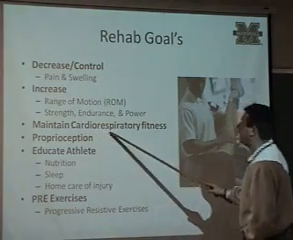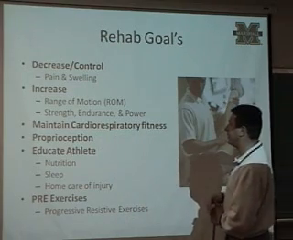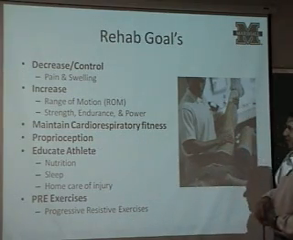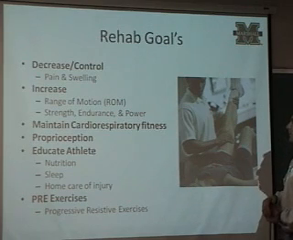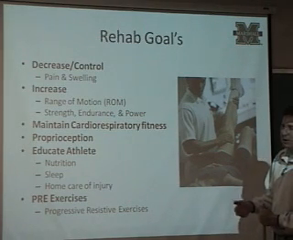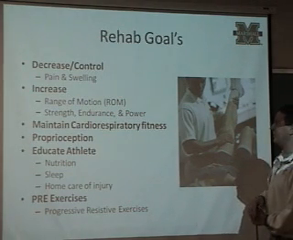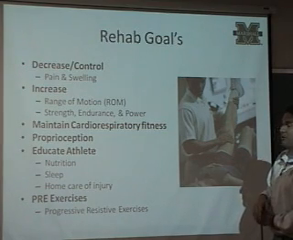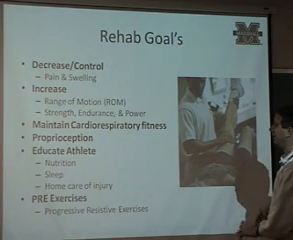We want to maintain cardiorespiratory fitness. We used to refer to this as cardiovascular fitness. Now we call it cardiorespiratory fitness. We want to keep them in shape. So we've got to come up with something to keep them in shape, or else they're going to get out of shape and they're not going to be ready to get back with the team again.